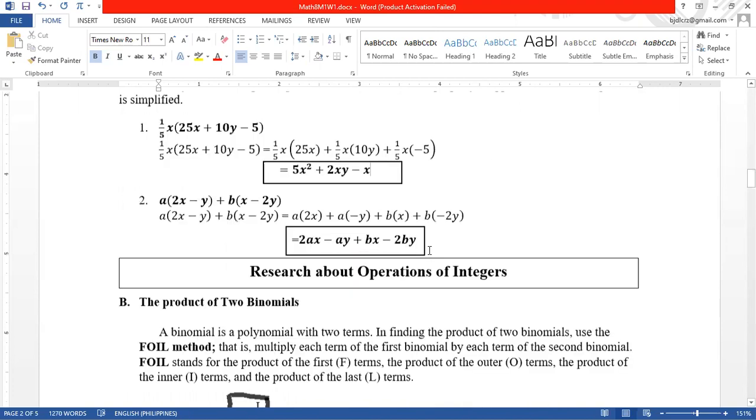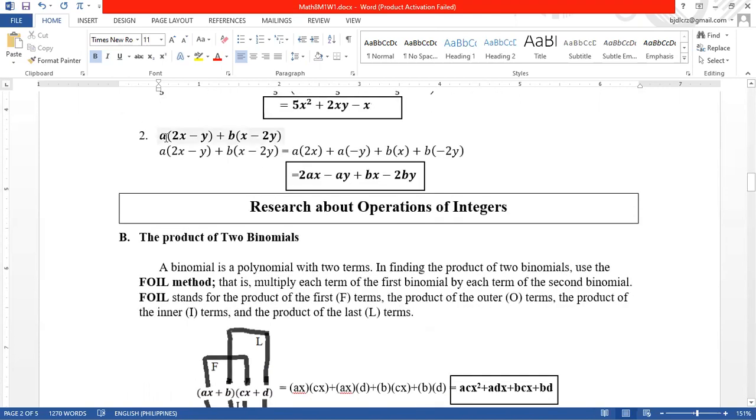A second example, a times the quantity of 2x minus y plus b times the quantity of x minus 2y. So first step is you're going to distribute a to 2x and negative y. So just like this one. And the next one is letter b. The b will be multiplied to x and negative 2y. So here's the result.